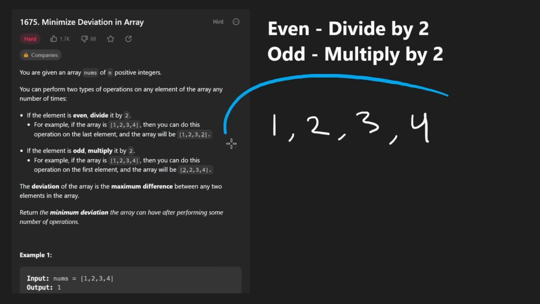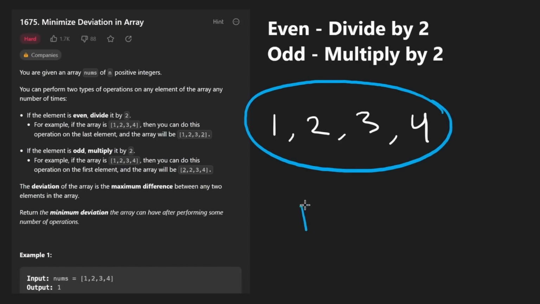If a number in the input array is even, then we can divide it by 2. We don't have to, but we can. If a number is odd, then we can multiply it by 2, but we don't have to. Now our goal though is to minimize the maximum deviation.